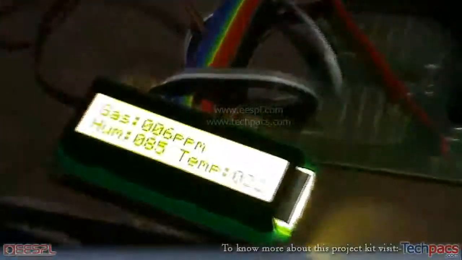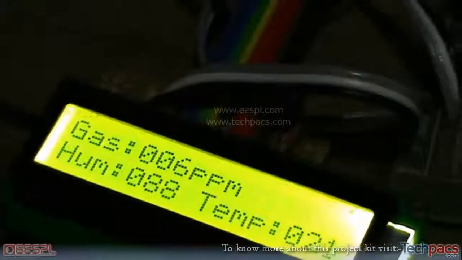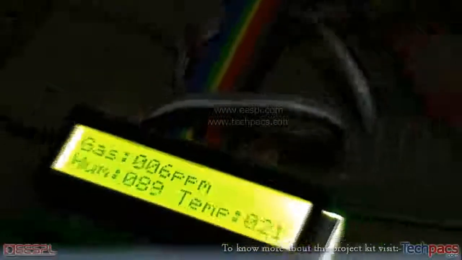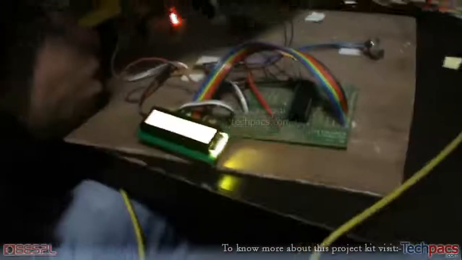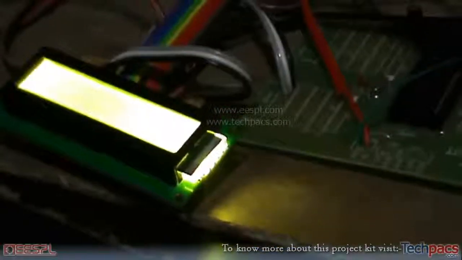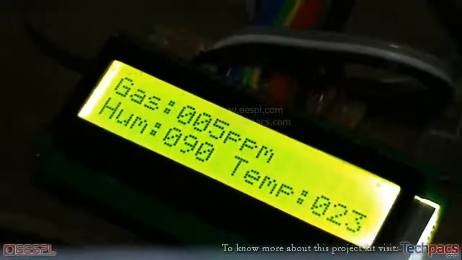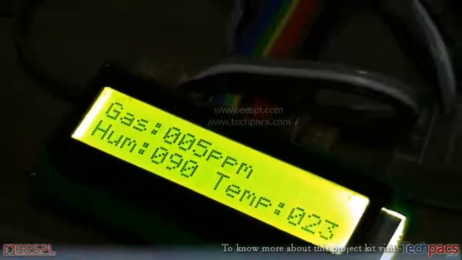We need to blow much more moisture to make the level rise to 90. Let us see if we can. So 90 is a huge limit. There it goes. It says high humidity. On the LCD also, I'll show you in a while that the level will now fall as we have removed our moisture. You can see it still says 90, the last level.